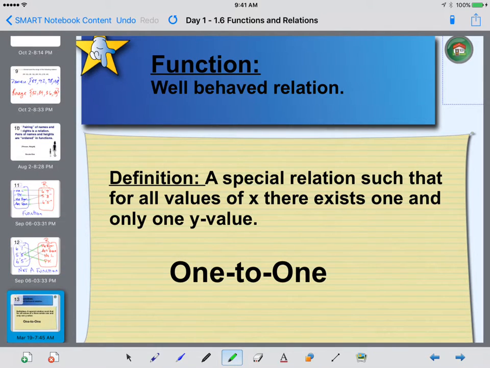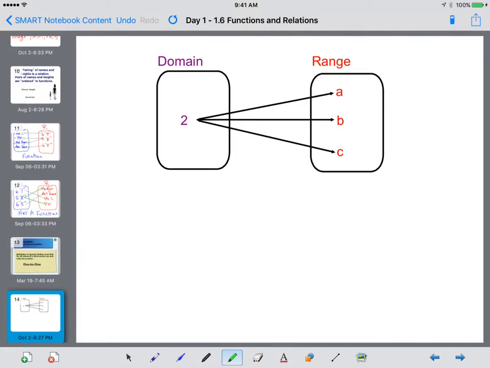So a function is just a well-behaved relation. It is a special relation such that for all of the values of x, there exists one and only one y value. So each value in the domain has only one value in the range. So if you think back to our first example of pushing that button 2 and getting an output of A, B, or C, do you think this is a function?